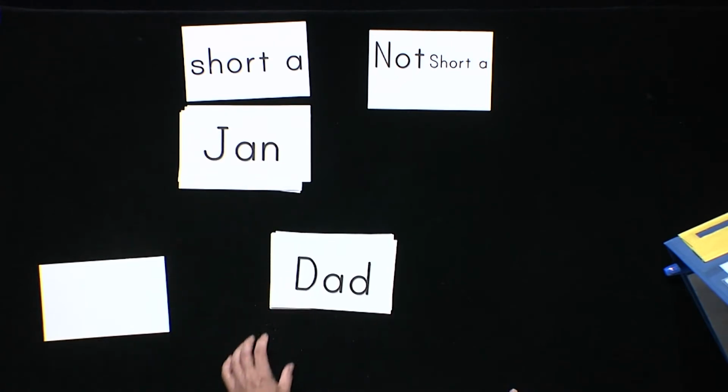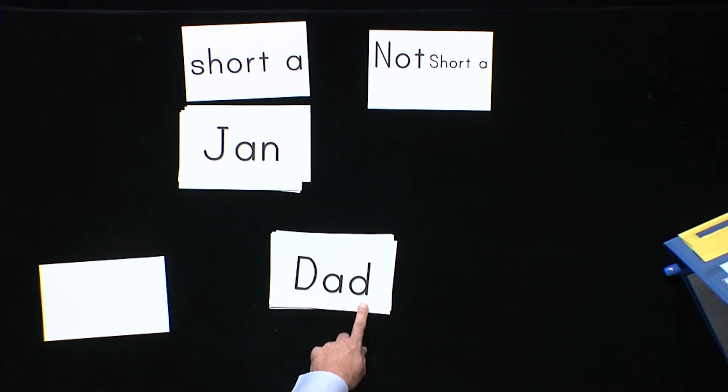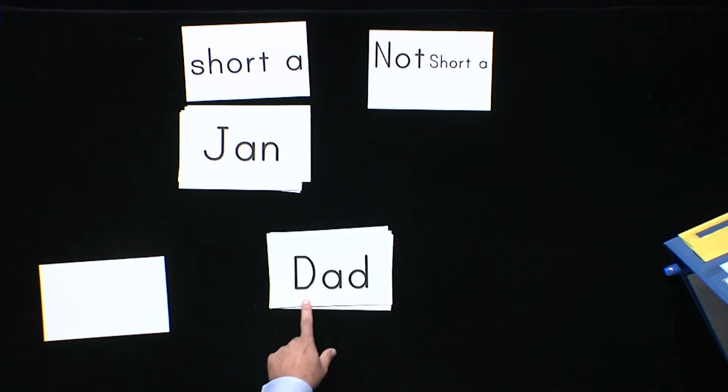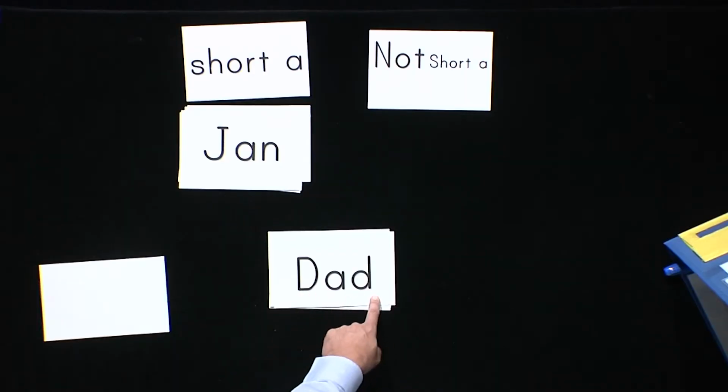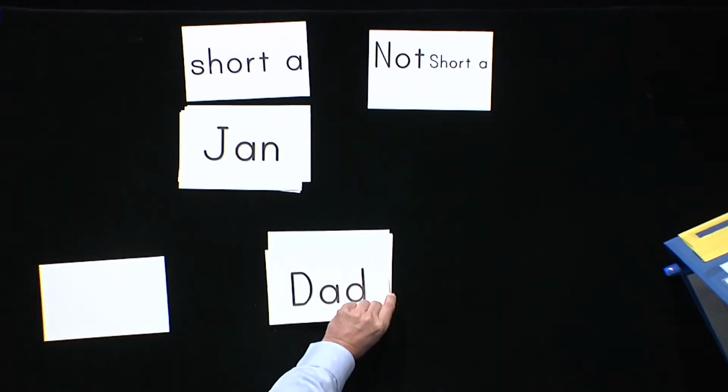Looking at our next word. Very good. Do you see an A? Is it between two consonants? What sound will it make? Ah. So what's our word? That's right. Our word is dad. Dad. Very good reading.